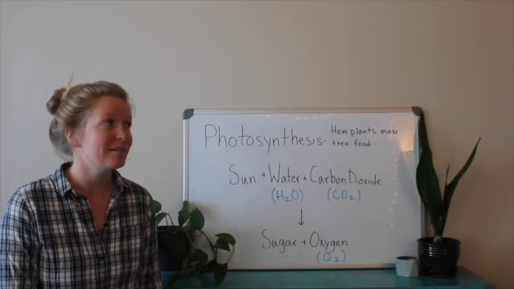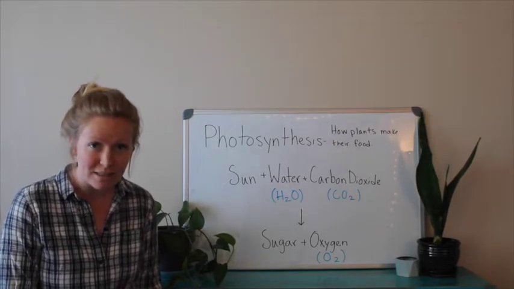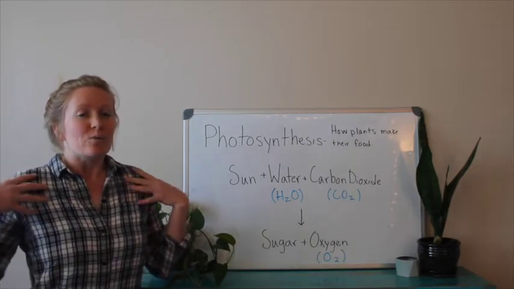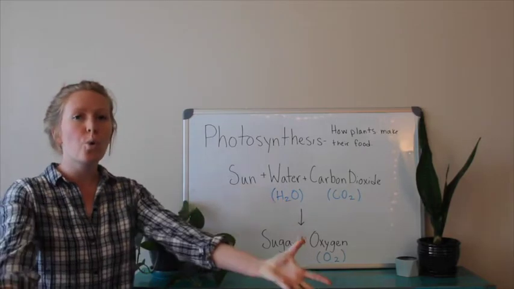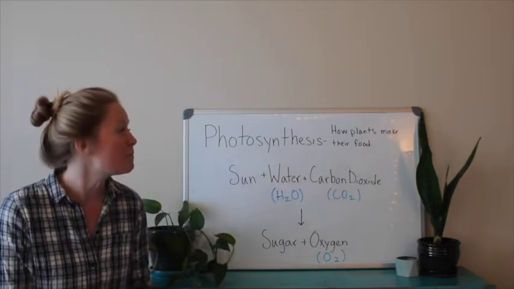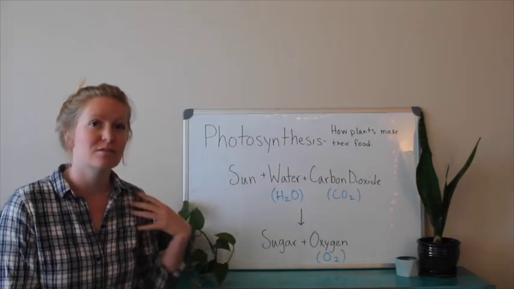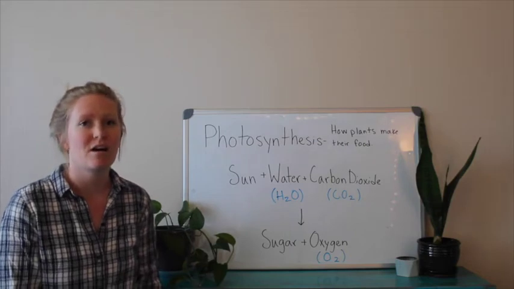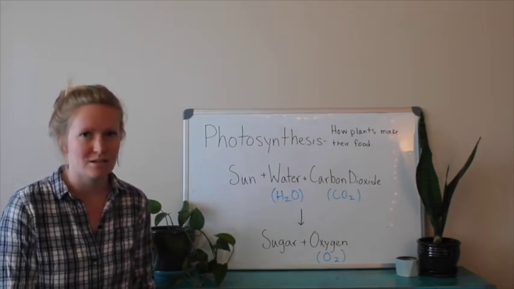And you might know that humans, we need oxygen in order to breathe. So we breathe in and we use the oxygen from the air. And when we breathe out, we breathe out carbon dioxide, which plants use in order to help them survive. So plants and animals have an awesome helping relationship through carbon dioxide and oxygen.